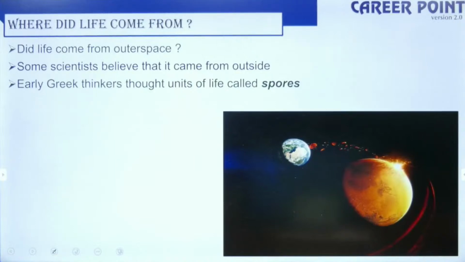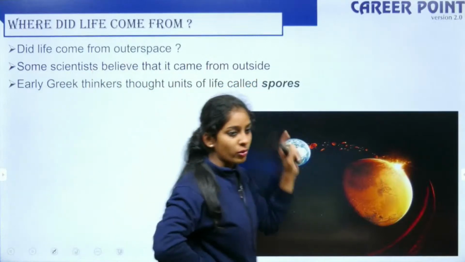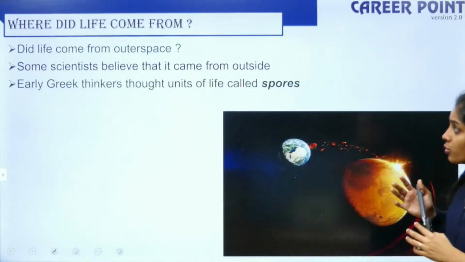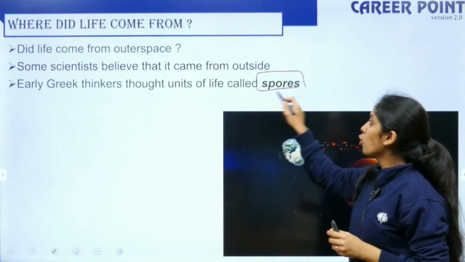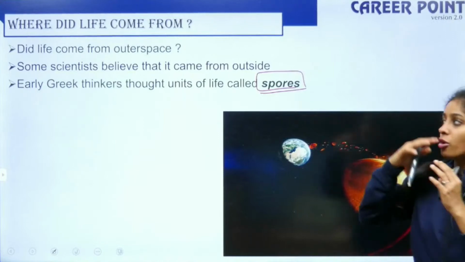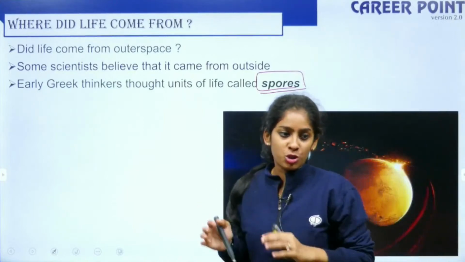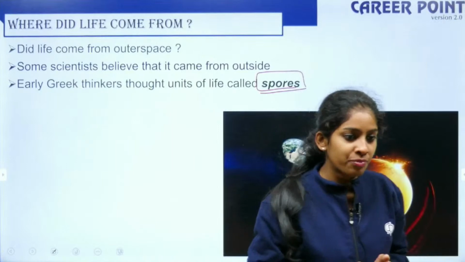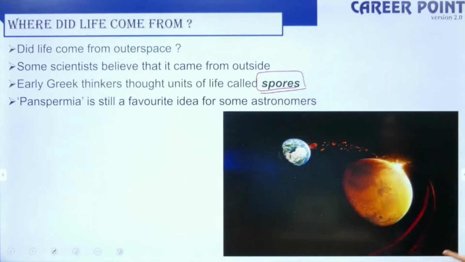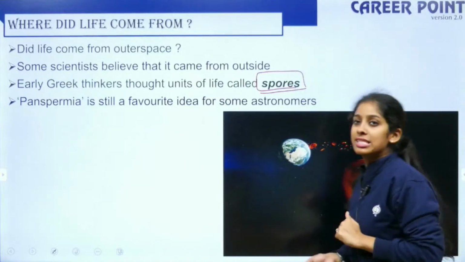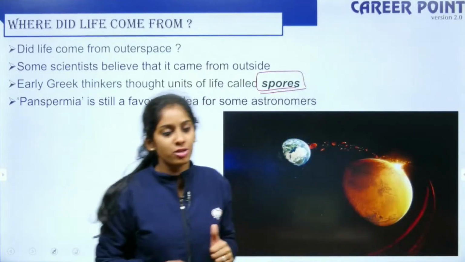Early Greek thinkers thought that units of life called spores were the ones which came into being first. So this life which came from outside Earth, the outer space, they called spores. Spores were units of life which came from outer space, and they were the first ones. Egg or chicken, no one actually knows. So panspermia is the name of this theory, and it's still a favorite idea for some astronomers.